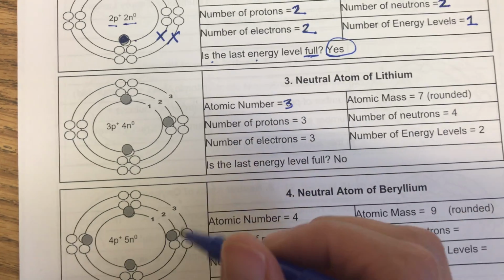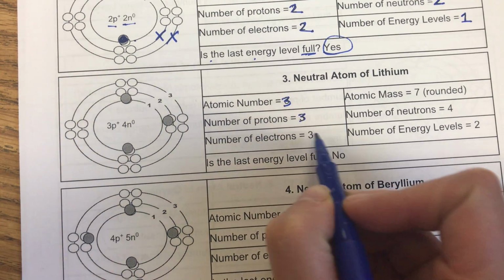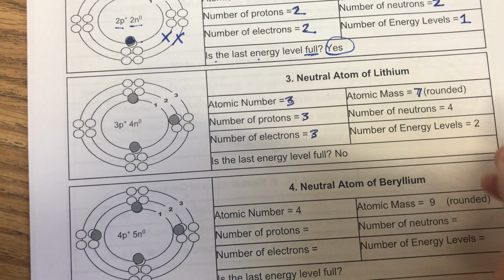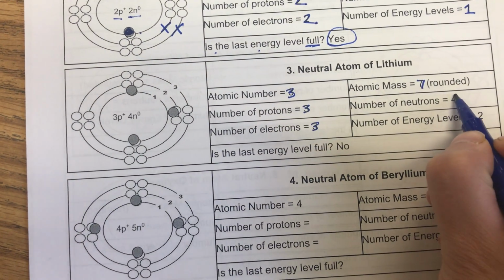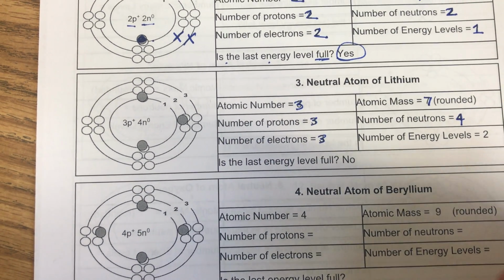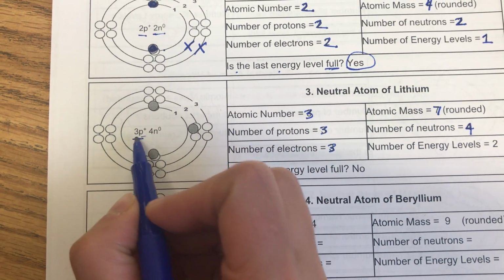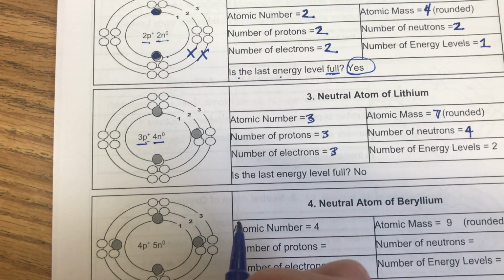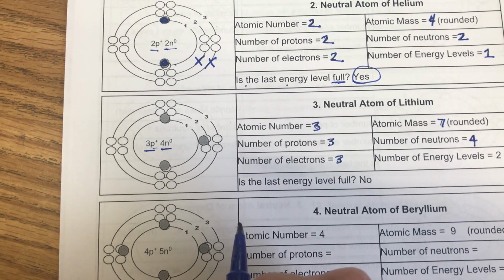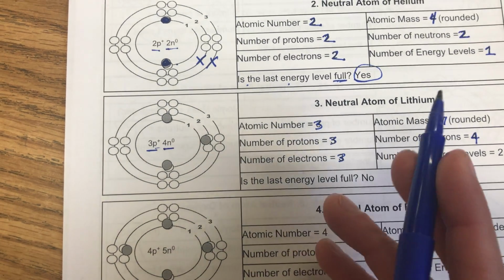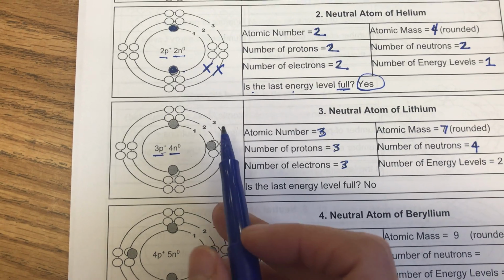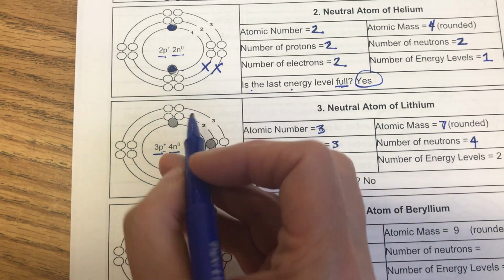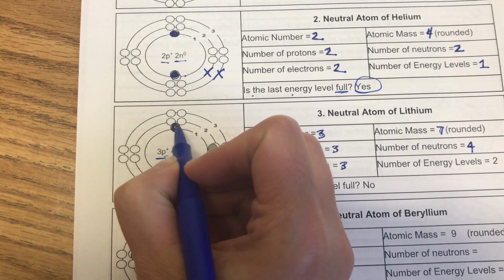Lithium has 3 for its atomic number, so that means it has 3 protons, 3 electrons. Its atomic mass is 7, and so its neutron number is 4. You are now ready to build the atom. You would place 3 protons in the nucleus, 4 neutrons in the nucleus, and since you have 3 electrons, you would place those electrons on the energy levels. You have to ask yourself, can I place all 3 electrons on the first energy level? The answer is no.